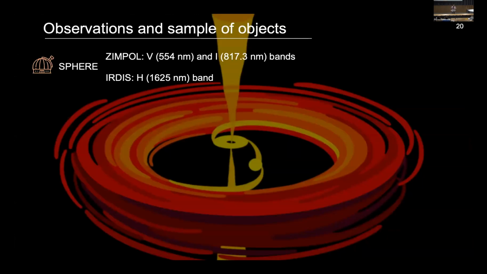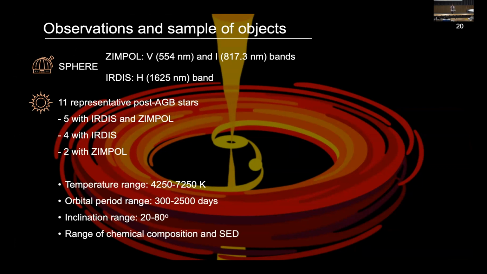Our study capitalizes on observations from both cameras. So we have observations in three bands: in optical, V and I band, and in near-infrared H band as well. Our target sample consists of 11 representative systems that cover a wide range of stellar temperature, orbital inclination and period, also chemical composition and spectral energy distribution.